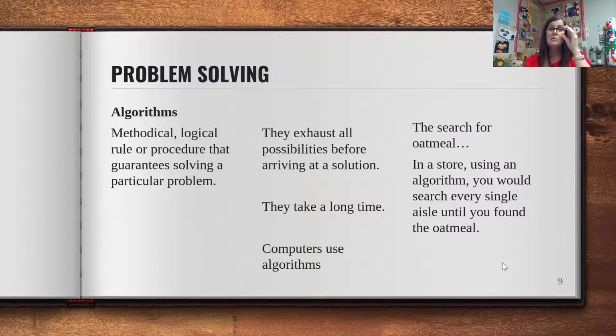So for instance, your mom sends you to the store to get some oatmeal. So if you were to use an algorithm when you went into the grocery store, you would go up and down every single aisle until you found it. That would be the logical solution to finding the oatmeal in the store using an algorithm.